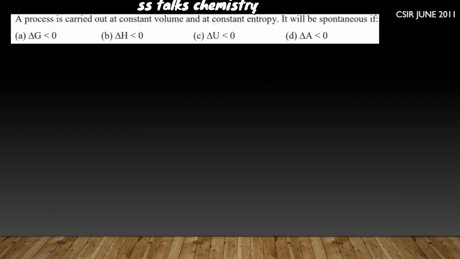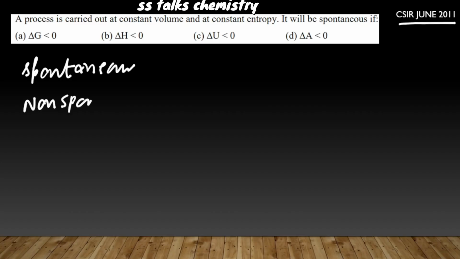This is the question. So this is from the CSIR exam conducted in the June month of the year 2011. The question says the process is carried out at constant volume and at constant entropy. It will be spontaneous. So you have two types of processes. One is called the spontaneous processes and the other we call the non-spontaneous processes. What is the difference between these two?